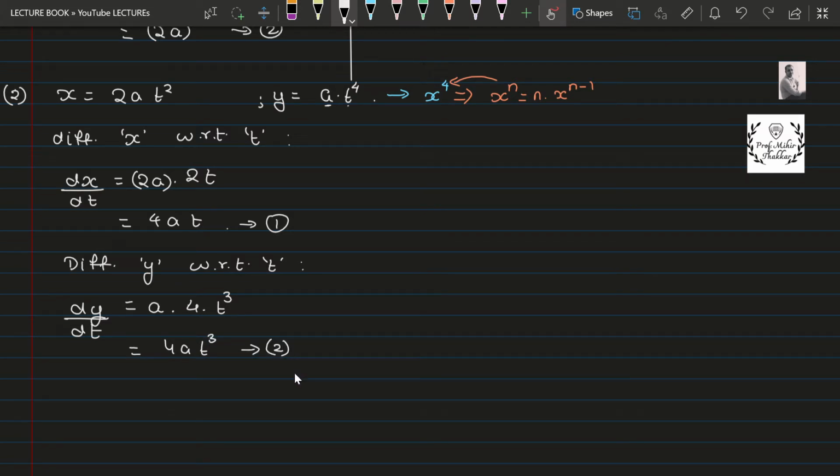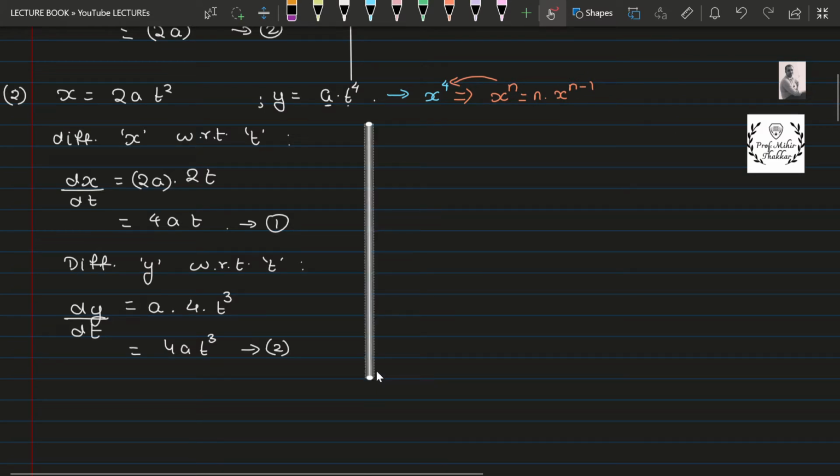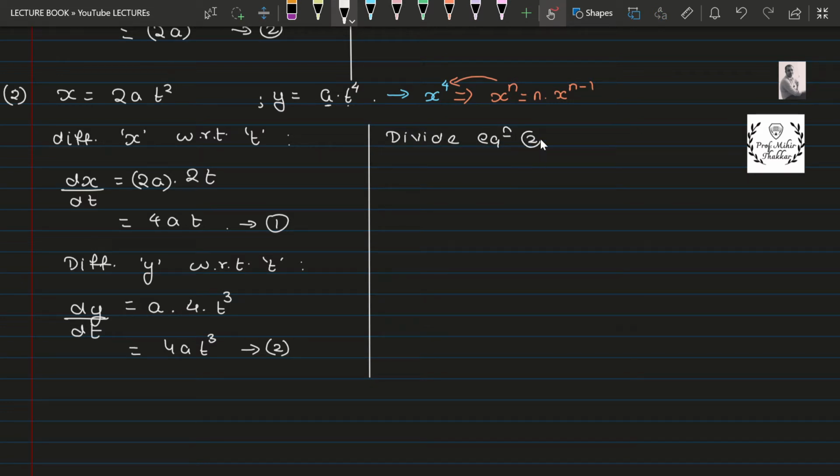Equation 2. As you all know, we are interested in the value of dy by dx. So once again, we have to divide equation 2 by equation 1. So you get dy by dt upon dx by dt is equal to.